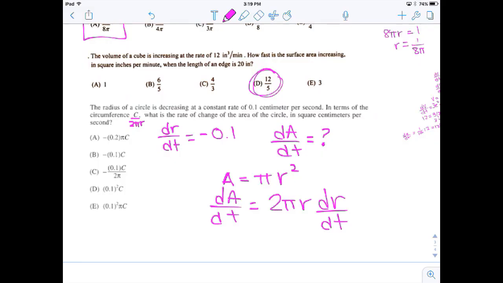So now what I would say is, okay, how can we use what we know to help us? So dr/dt is negative 0.1. And they want this in terms of circumference. Well, circumference is 2 pi r, so that's actually circumference right there. And so this is just b. So that's really a matter of just substituting into your equation.